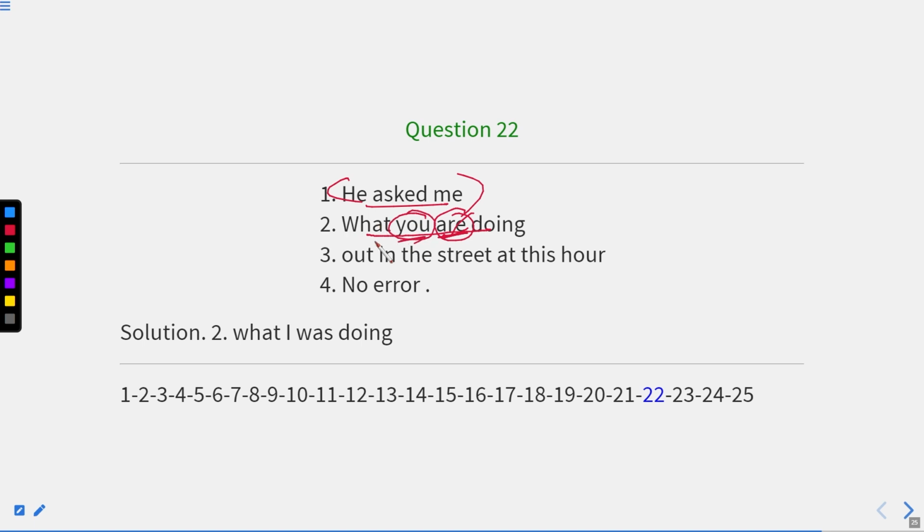Moreover, this subject you is incorrect because the second person pronoun is converted according to the object of the reporting verb. If the reported speech subject is the second person pronoun, we should convert it according to the object of the reporting verb. And if the reporting verb object is me, the nominative case of me is I. So we should place that over here. So here the correct answer will be 2, where we should write what I was doing. Now let us move to the next one.